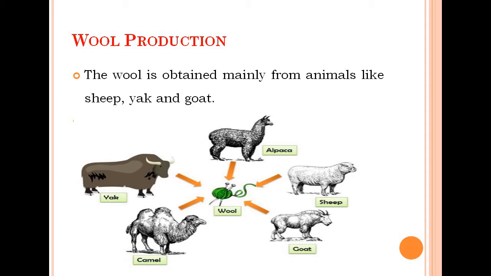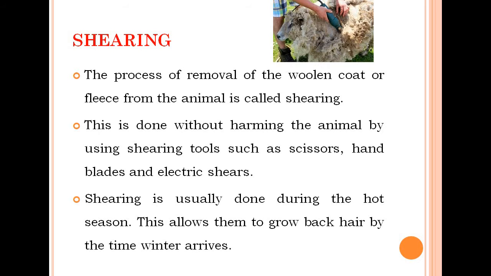Now, as you can see here in this slide, the wool is obtained mainly from animals like sheep, yak, goat. And in this picture you can see alpaca, yak, camel, goat, sheep. There are various animals from where we can get the wool. So first we are going to study the processes involved in wool production, and the first process is shearing.